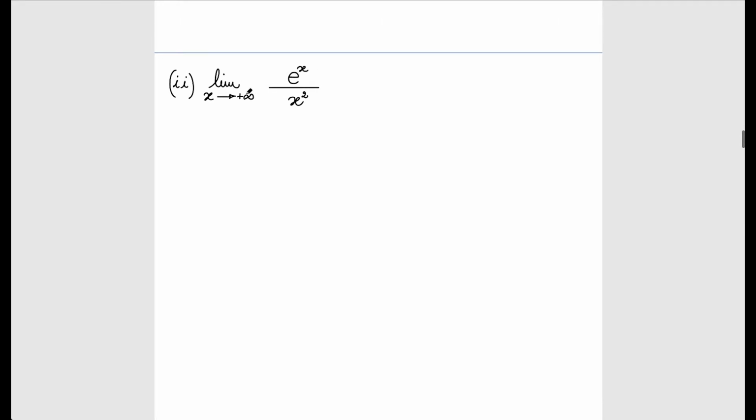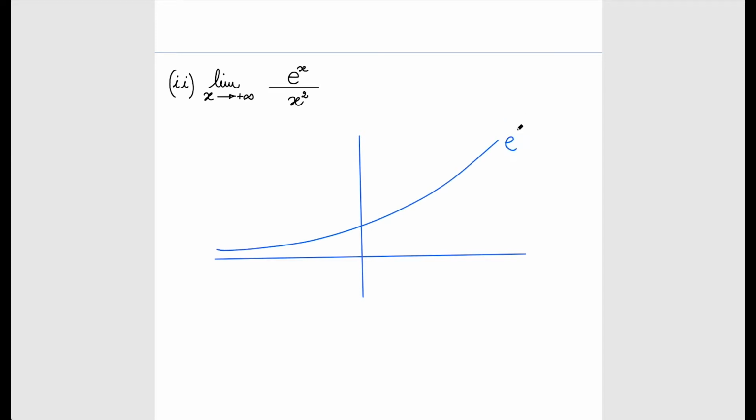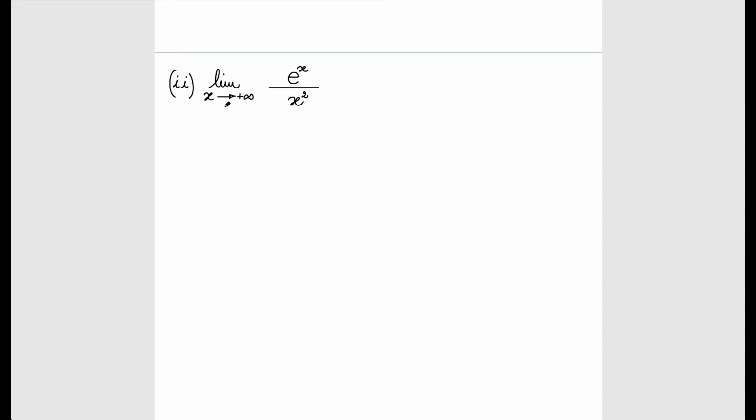e^x as x goes to infinity, remember how e^x is graphed? This is the exponential function with base e. So clearly as x increases, the function is blowing up, right? So e^x blows up, and also x squared blows up. It's the parabola, right? So both functions go to infinity as x goes to infinity, which means this is of type infinity over infinity. Can L'Hopital's rule be employed?